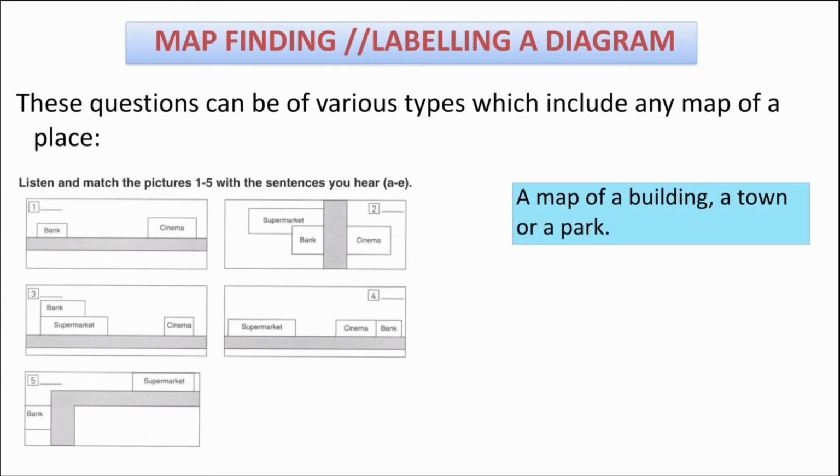Here you can see a picture is given and there are three things given in the map. One is supermarket, second is bank, third is cinema. So you can easily identify from these three words that it is a map of a town. So you need to listen to the audio carefully and analyze the picture and match your picture with that of the audio you listen. This is how the question will look like.